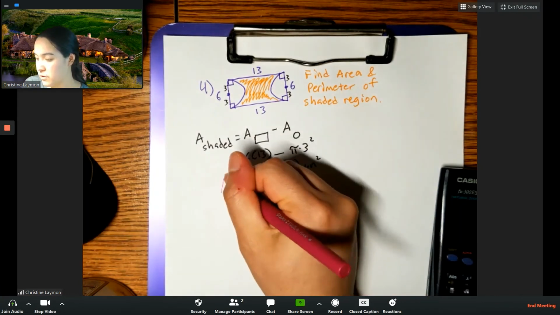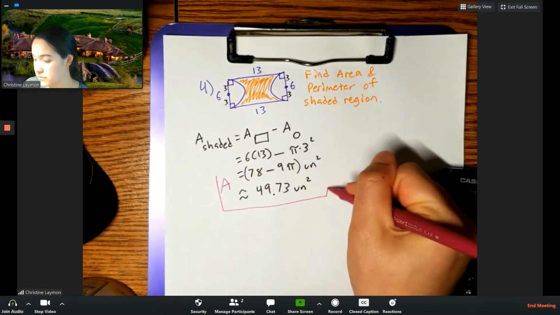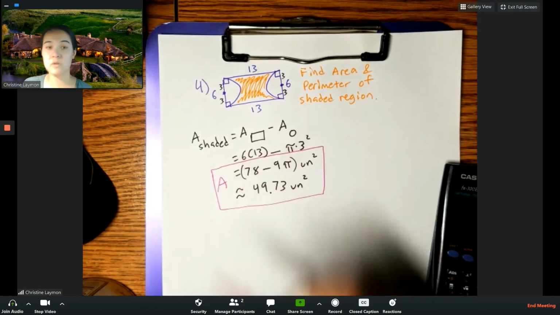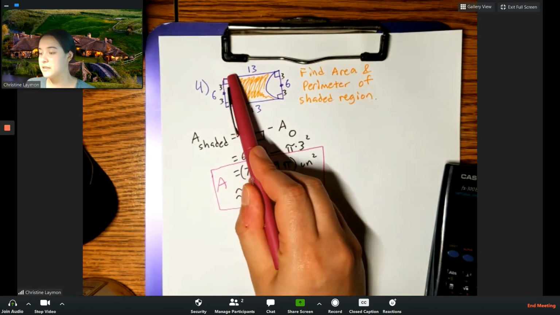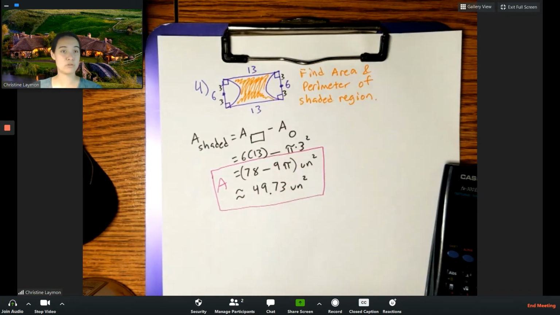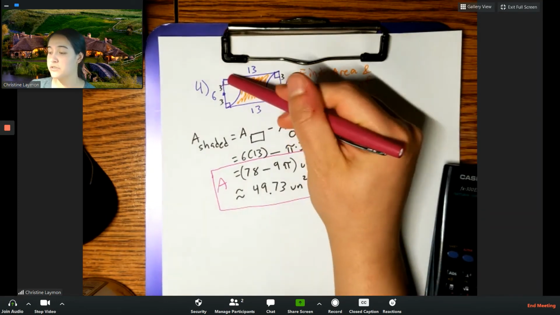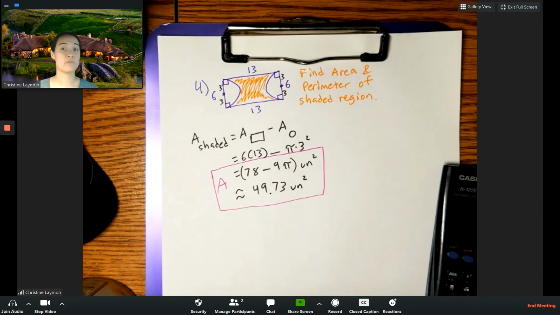That is for area. For perimeter, we have something similar. Notice that these 13s are those horizontal borders. We now need to have that portion of the circle. Now again, these two circles form a full circle, so I just need to take the circumference of that entire circle.